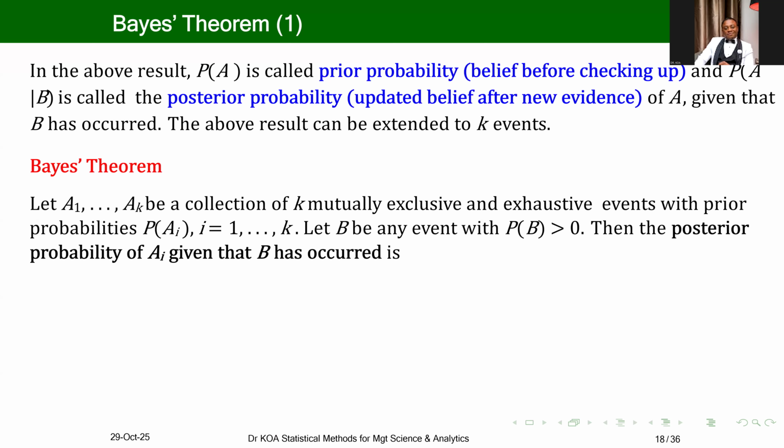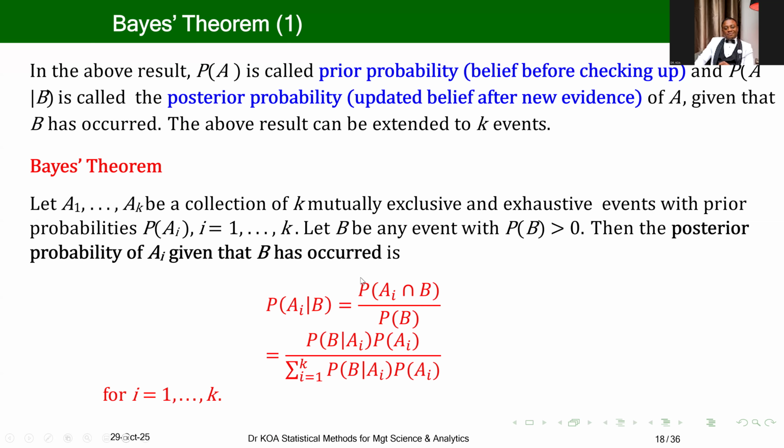And now we can take it to multiple events. This is just A and B. So we can say that if we let A1 all the way to AK be mutually exclusive and collectively exhaustive events with the following probabilities, and let B be any other event that is also positive, in other words, it's occurring, then the posterior probability of A, given that B has already occurred, is given by this.